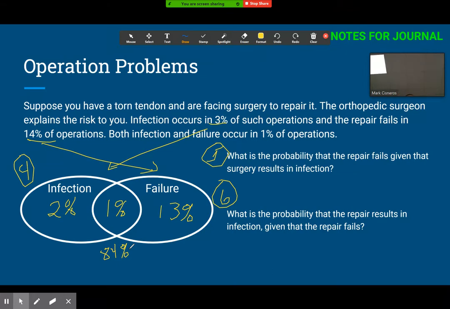So, number 5 says, what's the probability that the repair fails given that surgery results in an infection? How am I going to write this? P. What comes first? Fails comes first. Fail or failure. I was going to do fail. Given that infection. Okay, that stands for infection, guys. See if we can figure it out. Stay a step ahead.